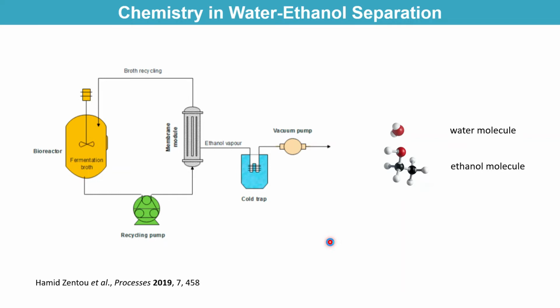Now, in generating ethanol, however, water is also inevitably generated, and to separate the valuable ethanol from water, there are many techniques possible. For example, you could use distillation, as simple as that. However, this kind of technology is usually expensive because it involves phase change.